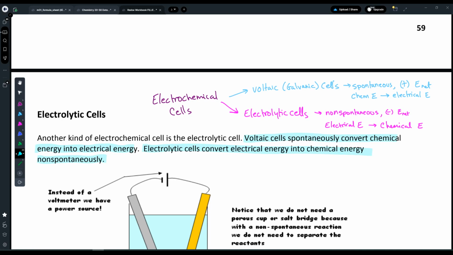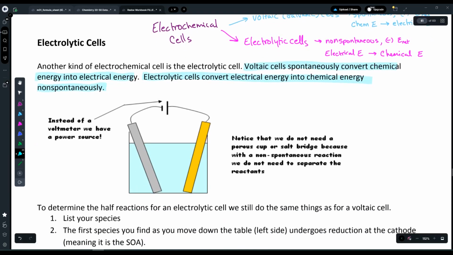So with voltaic cells, it'll be really easy to see the two half cells with either a salt bridge or a porous cup connecting them, whereas for electrolytic cells, because it's a non-spontaneous reaction, you can have the anode, the cathode, and all of your electrolyte solutions within the same beaker. You can mix them all together because they're not going to react, because it's a non-spontaneous reaction that you need to put in electrical energy in order to force to happen.